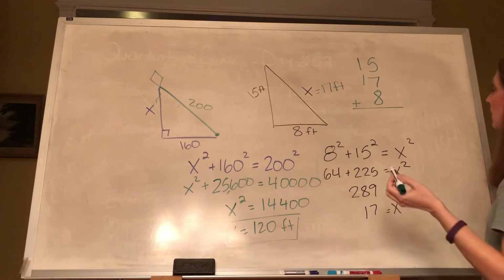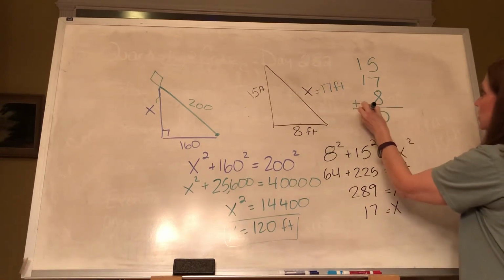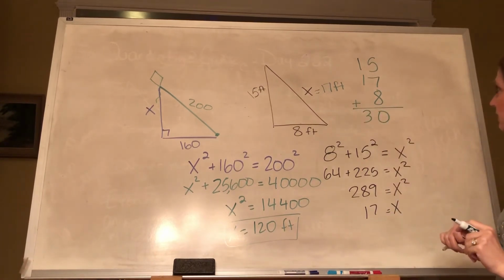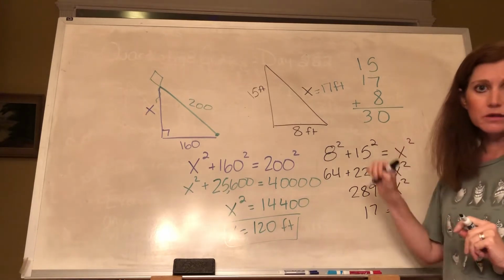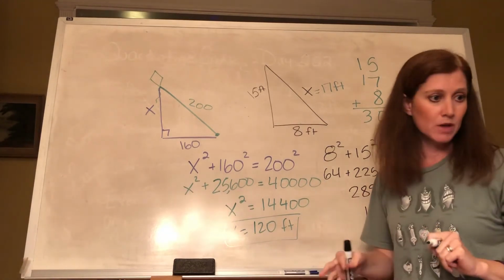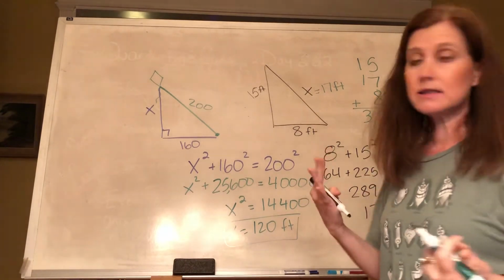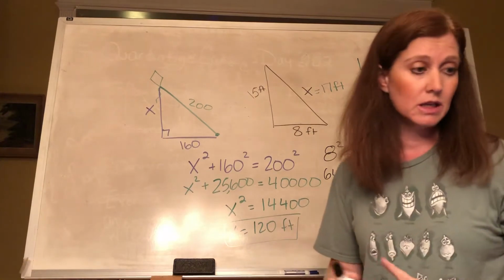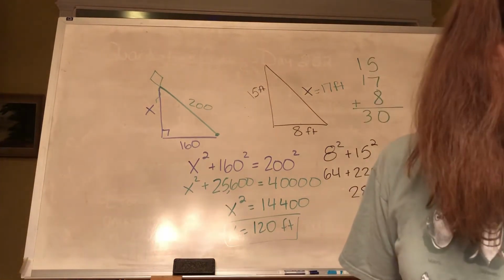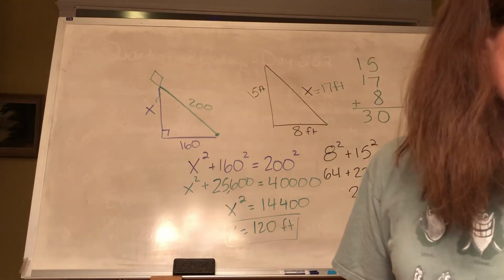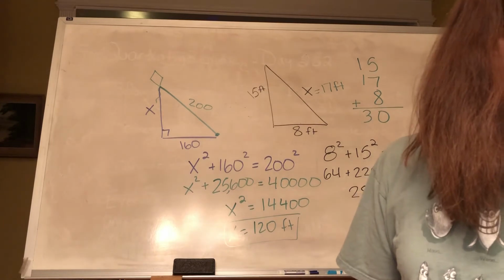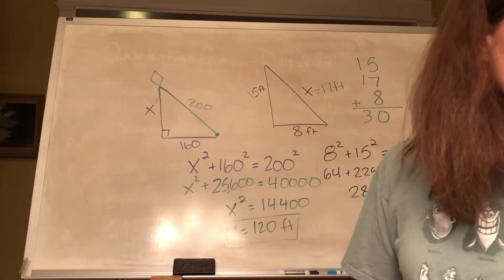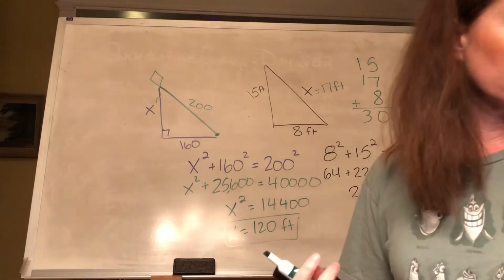So we have 15 plus 17 plus 8. All right, so that should be 30 if I did my math right. So the perimeter would be 30 feet. Okay, so that is the Pythagorean theorem, just applications using it. And just know those word problems, they're going to be using right triangles.